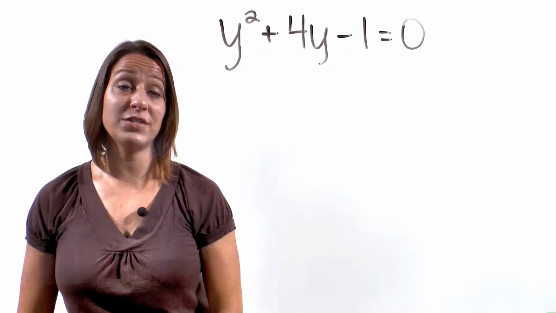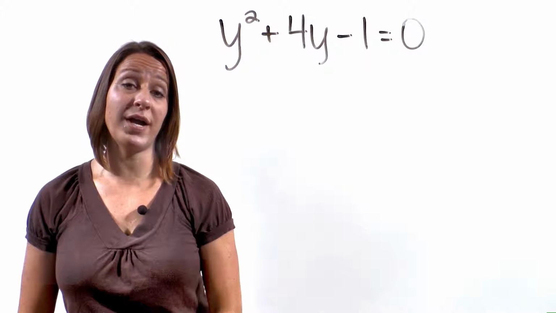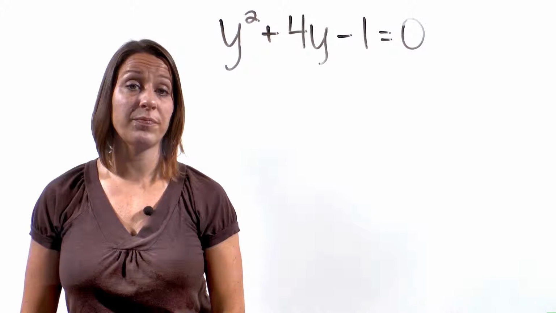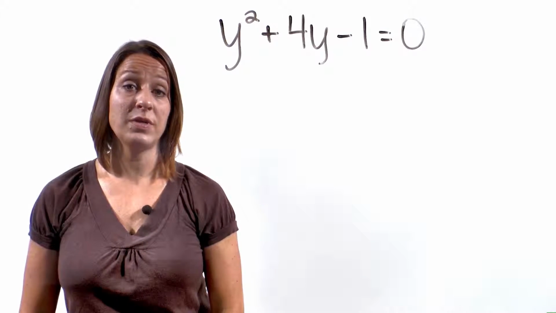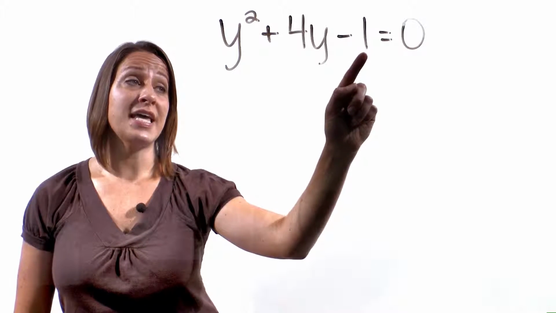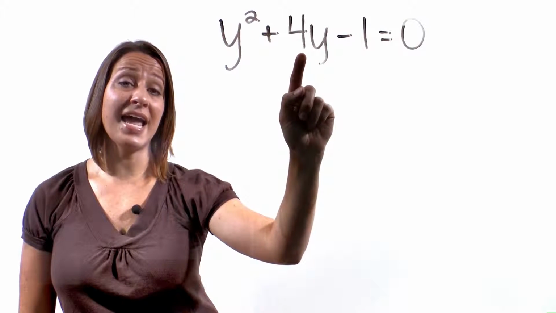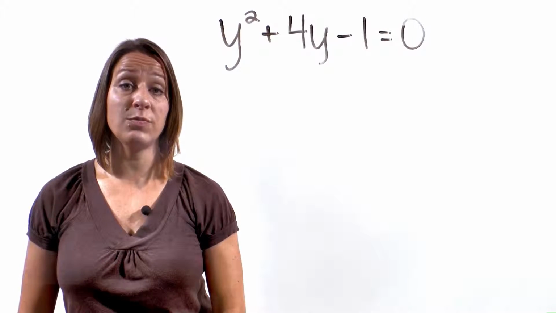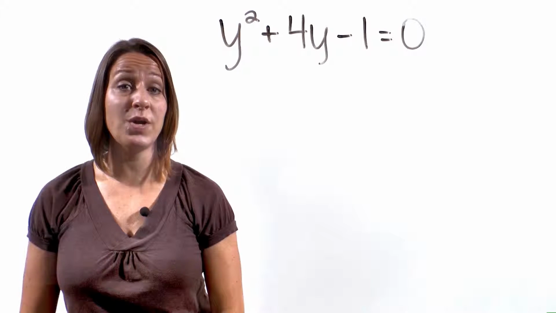Let's take a look at our first example. We have y squared plus 4y minus 1 equals 0. Notice that we cannot factor this trinomial like before, because there's not a number that multiplies to -1 and adds to +4. So we're going to have to use another method. In this video, I'm going to teach you how to use the completing the square method.